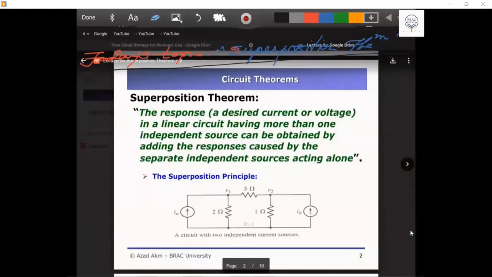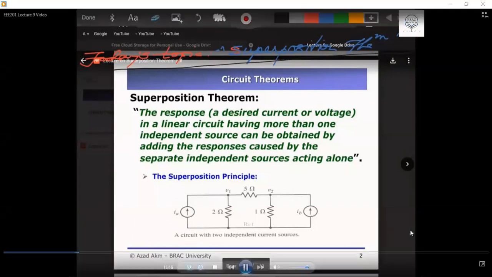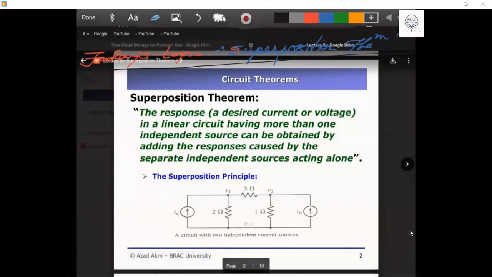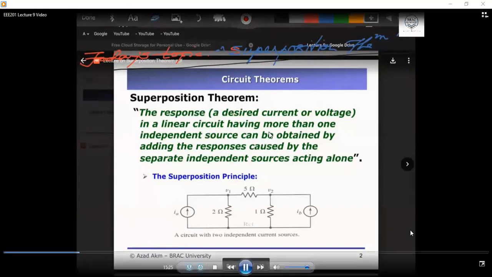Now, if you take this example circuit, and you want to apply the superposition theorem to it, the first thing you have to look at is that this circuit must have more than one independent source. This is the first thing. You have to look at how many independent sources there are.